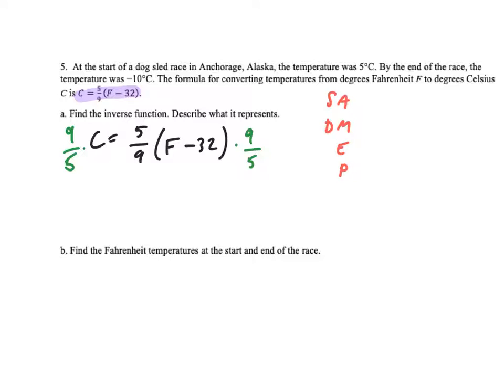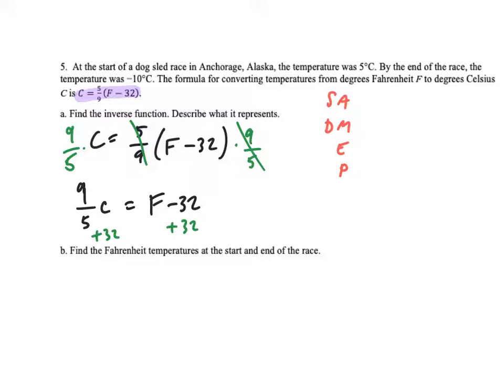Well, on that right side, all it does is cancel. It doesn't distribute into the parentheses or anything like that. On the left side, we get 9/5 c equals, now that all that stuff on the outside of the parentheses is gone, I'm just left with the f minus 32 on the right. So now I can get rid of the 32 by adding 32 to both sides.